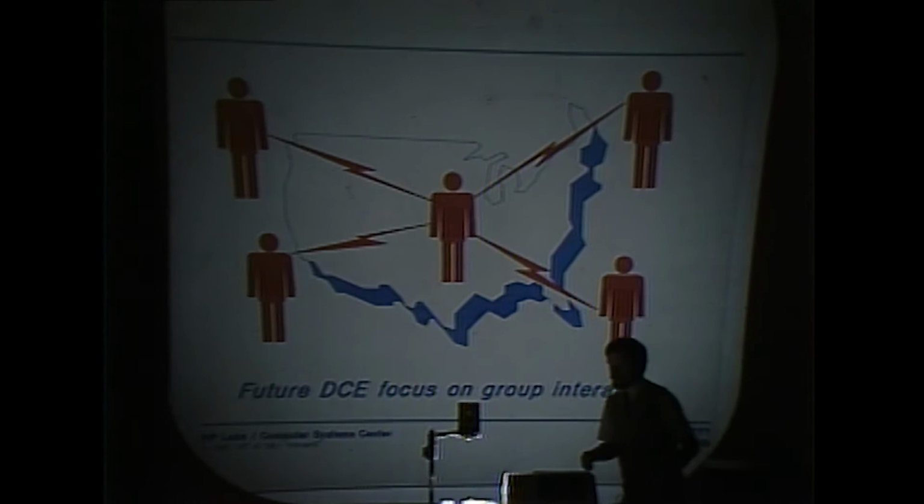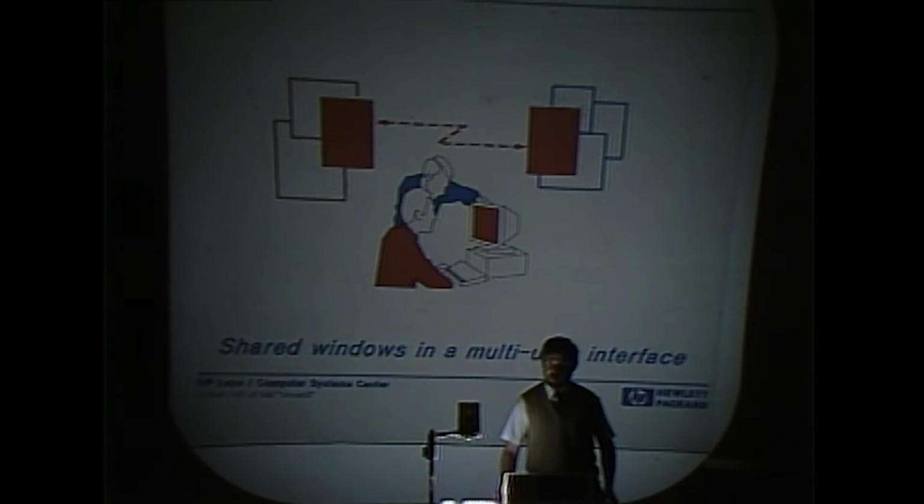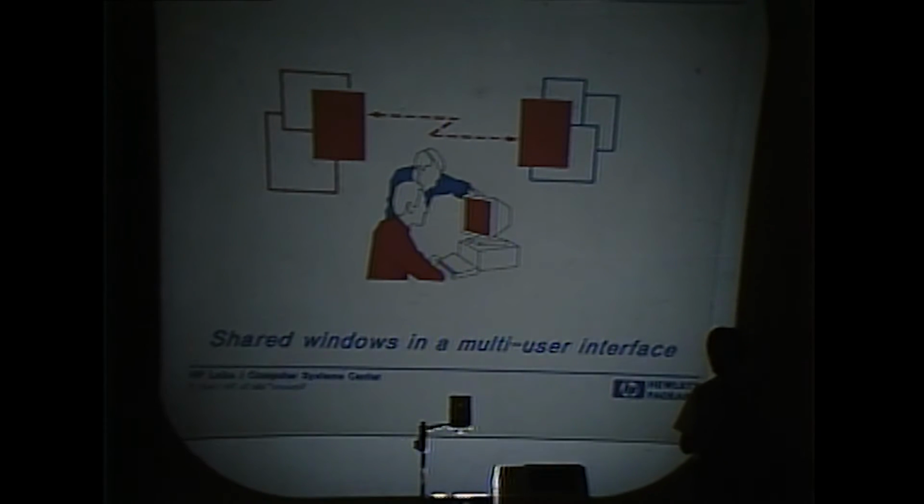I think the 1980s are going to see this as the major thing for computing. Well, we got together and thought about what the implications were for most of the systems on the workstations. And one of the things we thought about was, what is the implication for the user interface of a distributed computing environment that supports groups of people working together?